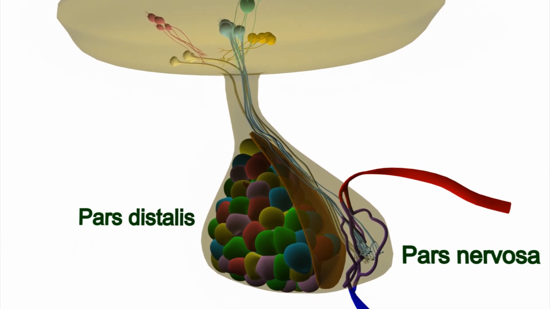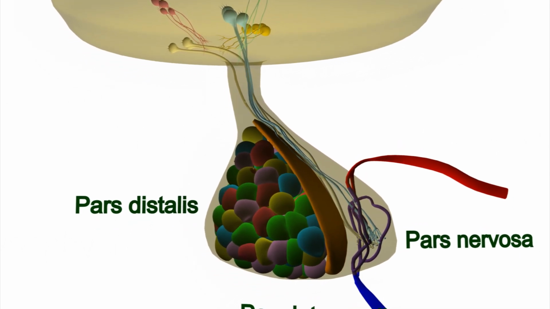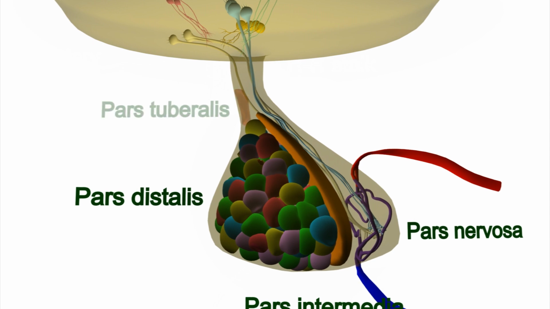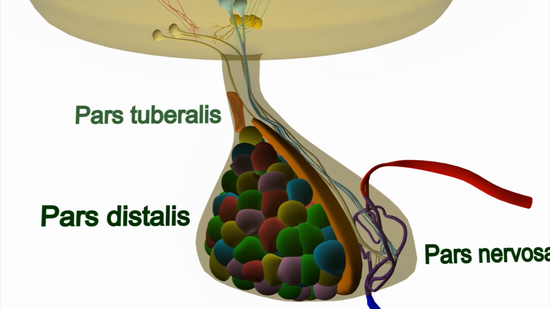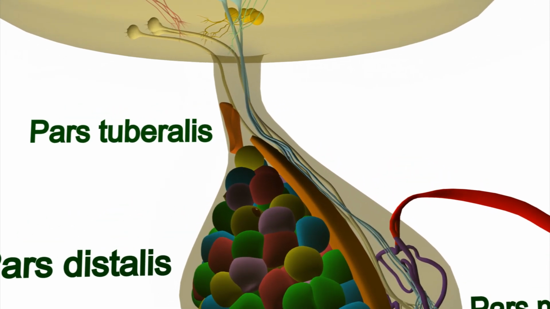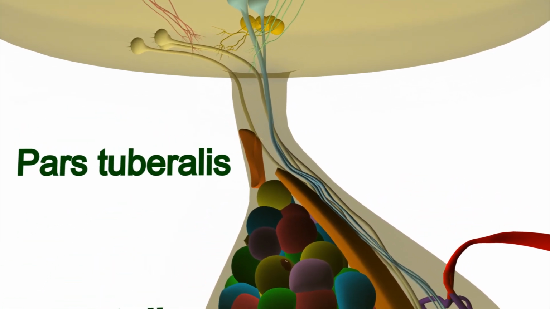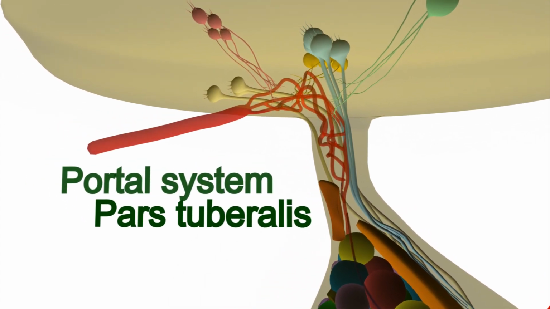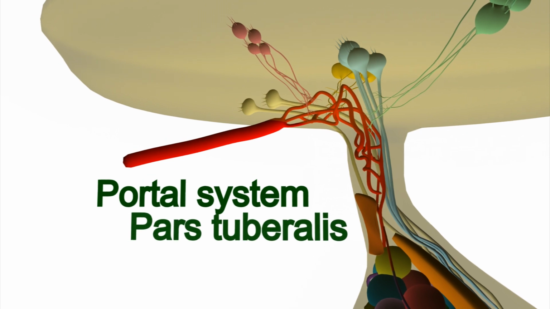In between these two structures is found the pars intermedia, which has a more limited function, but it is very important in animals living in desertic environments. A prolongation of the pars distalis into the hypothalamic hypophyseal stalk is the pars tuberalis, which supports the microcapillary network that makes the hypophyseal portal system.